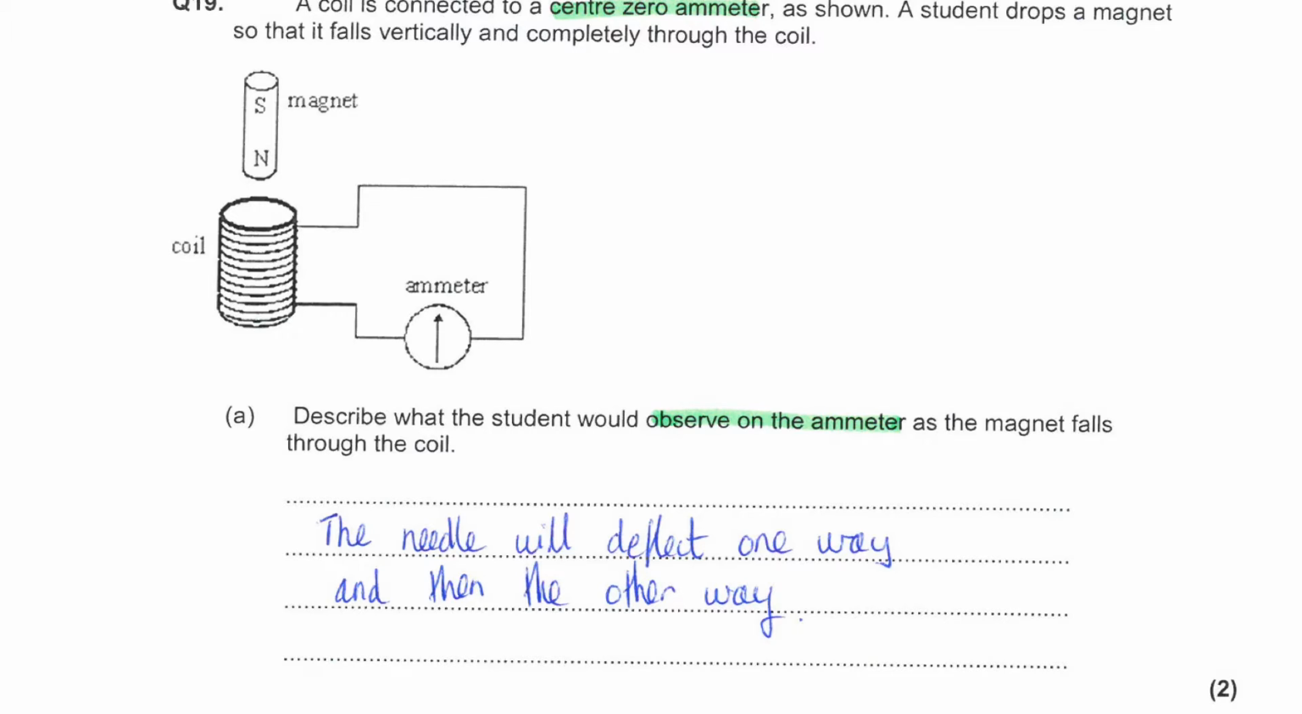So what we have here is a magnet falling through a coil, which causes a change in flux linkage in this coil, which leads to an induced EMF and then a current. Now as the magnet enters the coil, the needle will deflect one way, representing a current in one direction, and as the magnet leaves the coil, the needle will deflect the other way. We'll be explaining why that is in the next part.